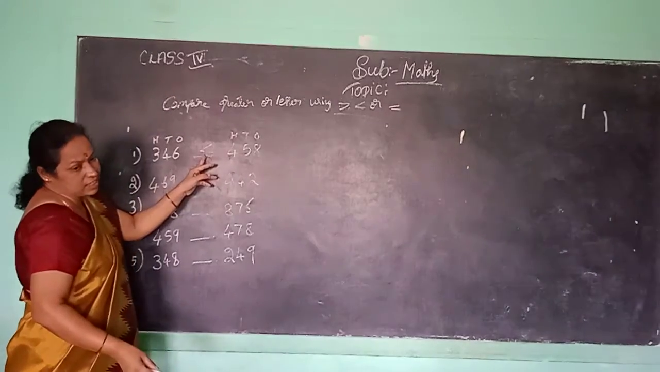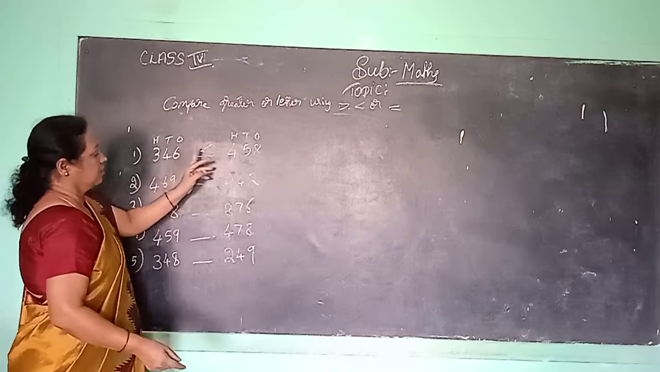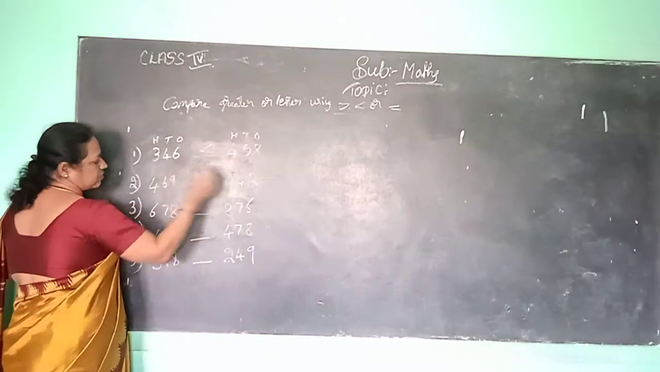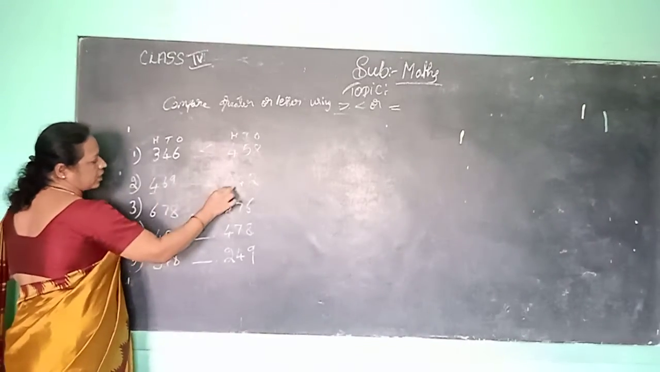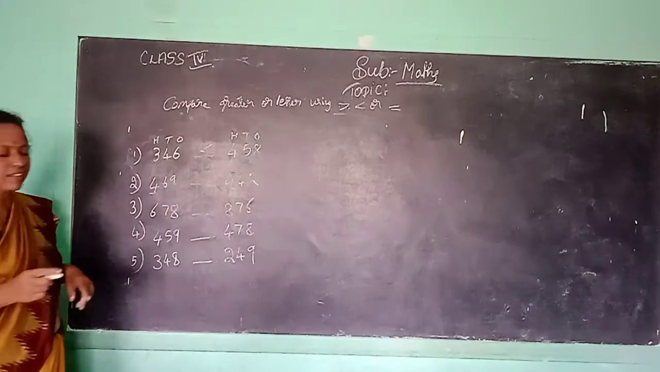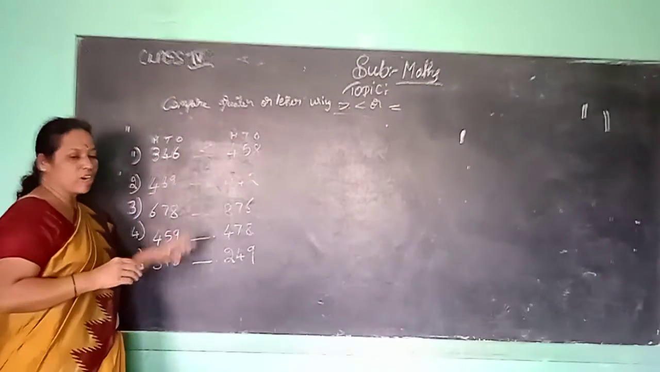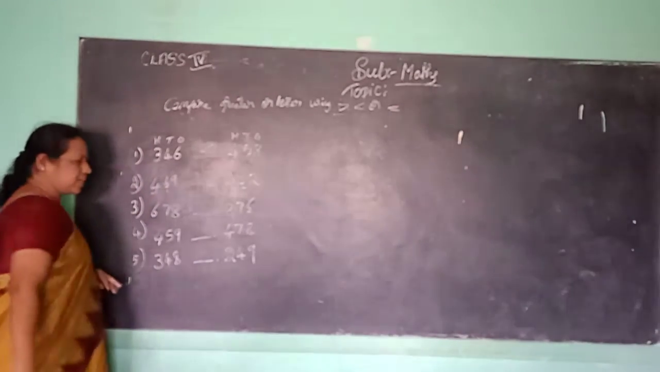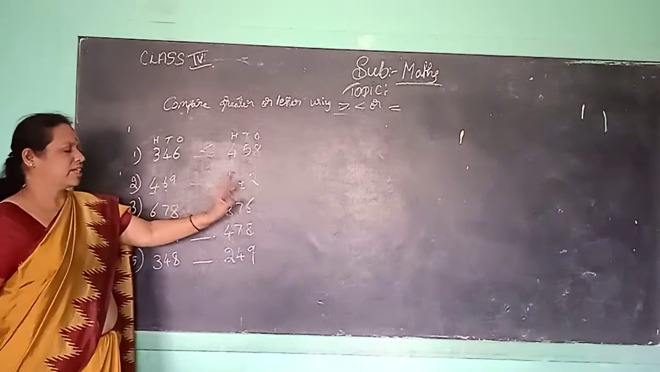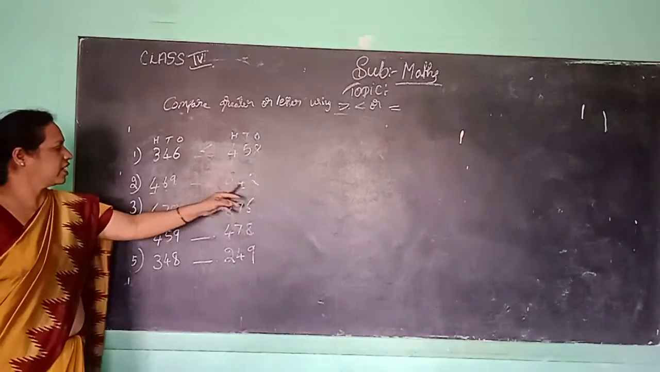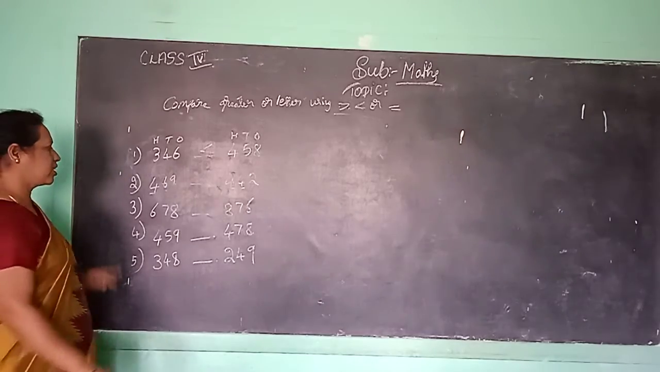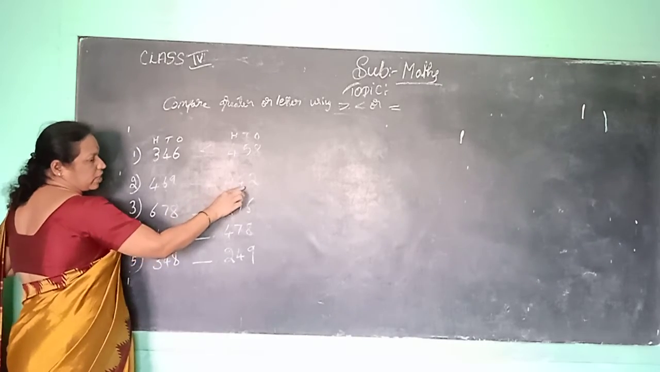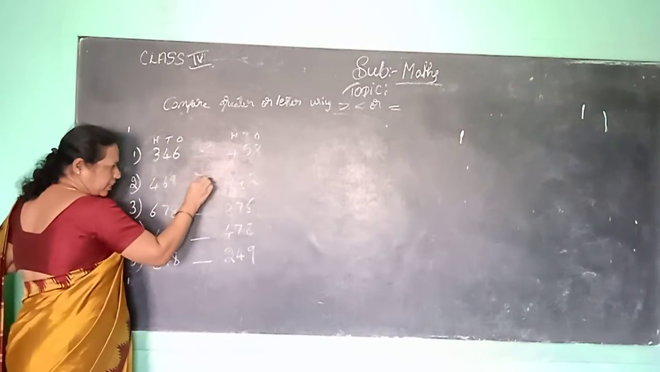That's why you have to turn this symbol. Using this symbol. Here, see, hundreds, tens, ones. See the hundreds place first. Here also 400, here also 400. So both are equal. Both are 400. So next, which place do we have to see? The tens place. Here 6 is there, here 4 is there. 6 means 60, 4 means 40. So 60 is greater or 40 is greater? 60 is greater. So you have to open the arrow up. 469 is greater compared to 442. So you have to turn the symbol like this.